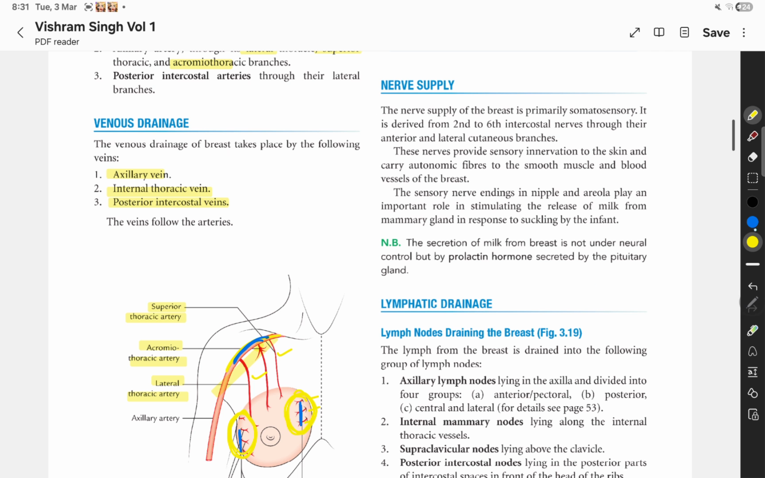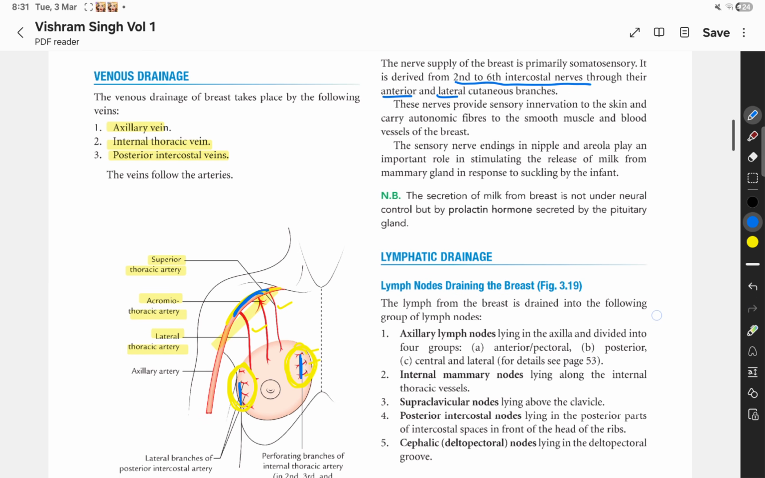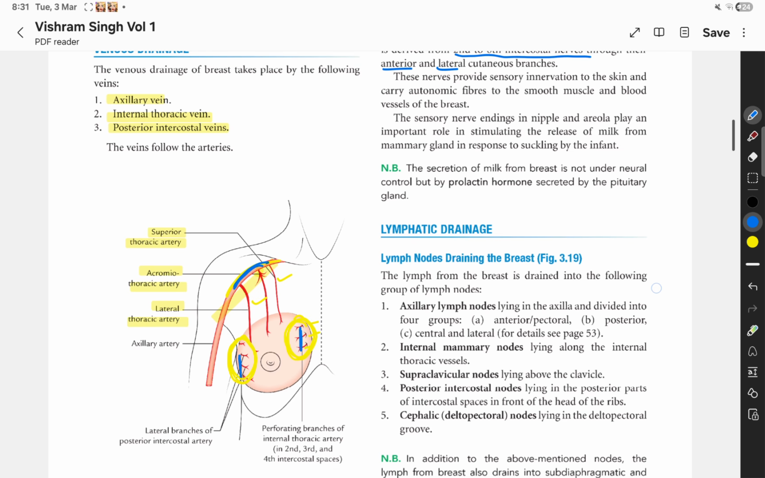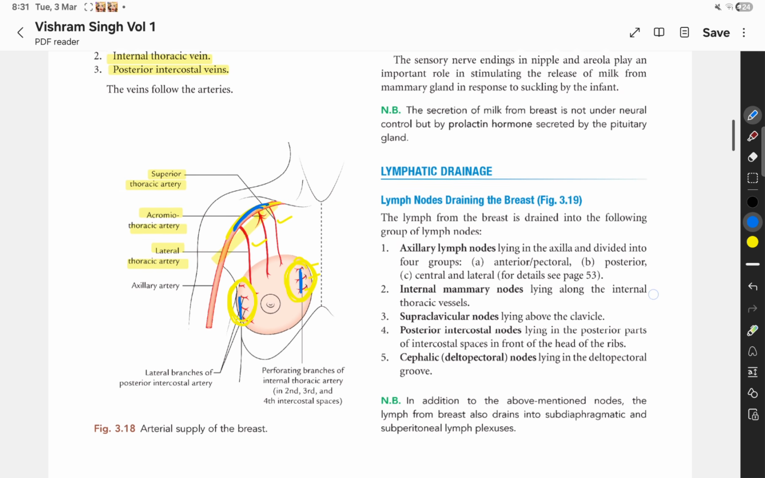Nerve supply. The nerve supply of the breast is primarily somatosensory. It is derived from the second to sixth intercostal nerves through their anterior and lateral cutaneous branches. These nerves provide sensory innervation to the skin and carry autonomic fibers to smooth muscles and blood vessels of the breast. The sensory nerve endings in the nipple and areola play an important role in stimulating the release of milk from the mammary gland in response to suckling by the infant.